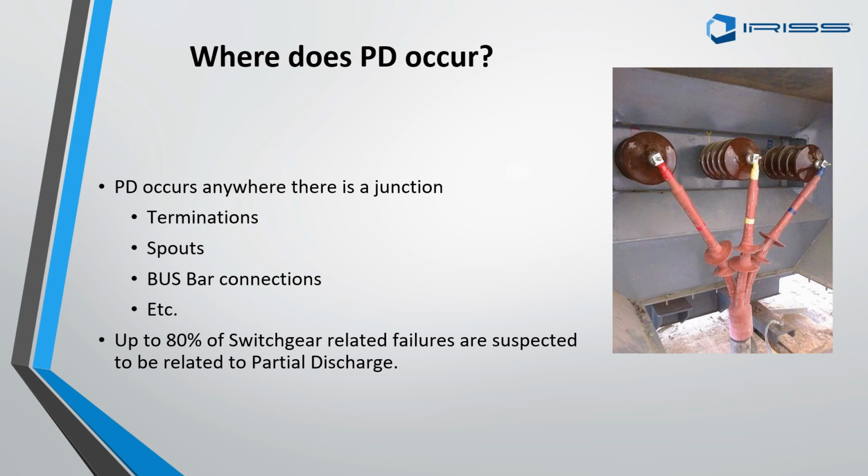Where's it going to occur? Well, it occurs at a number of different places: at actual cable joints or terminations, bus bar connections, any spouts, any pointy places tend to cause corona. Corona is very dependent upon the mechanical structure of the equipment. And it's been estimated that up to 80% of switchgear-related failures, medium and high voltage, are suspected to be starting out as a partial discharge event that eventually turns into a full-blown phase-to-phase or phase-to-ground fault.